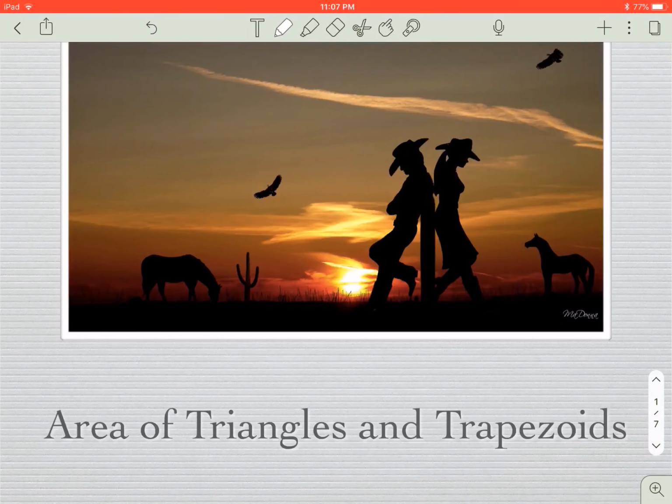Hey guys, today we're going to continue to learn how to find the area and perimeter of polygons, and today we're going to learn how to do that with triangles and trapezoids. The first we're going to do is triangles.